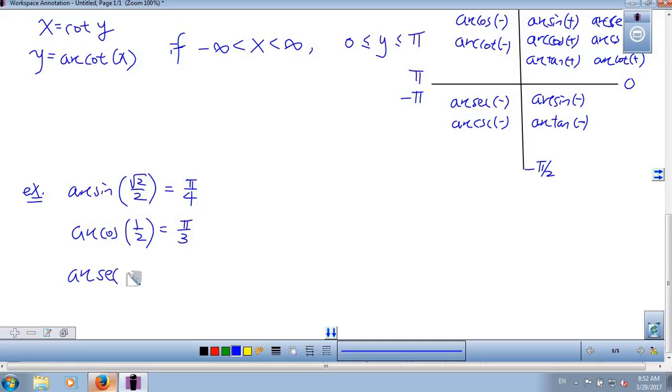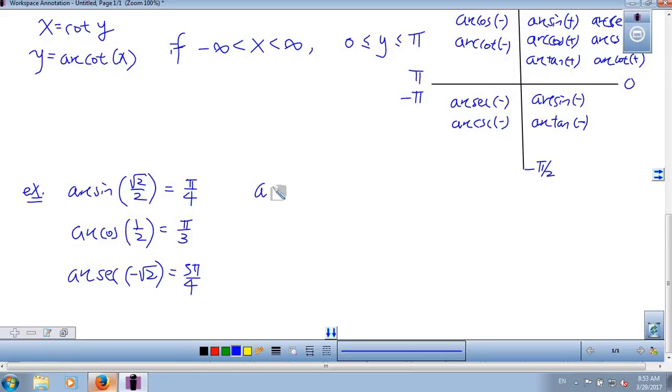What about arcsecant of negative square root 2? When secant is negative square root 2, it means cosine is equal to negative square root 2 over 2. So it will be the angle that has a 45 degree reference angle in quadrant 3. That case is going to be 1 pi over 4, 2, 3, 4, 5. This is going to be 5 pi over 4. So this angle will be 5 pi over 4.